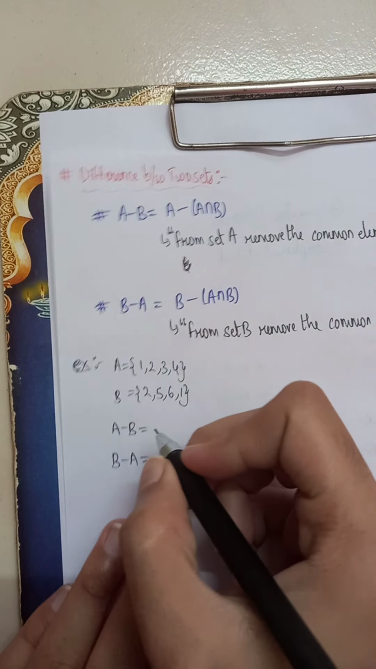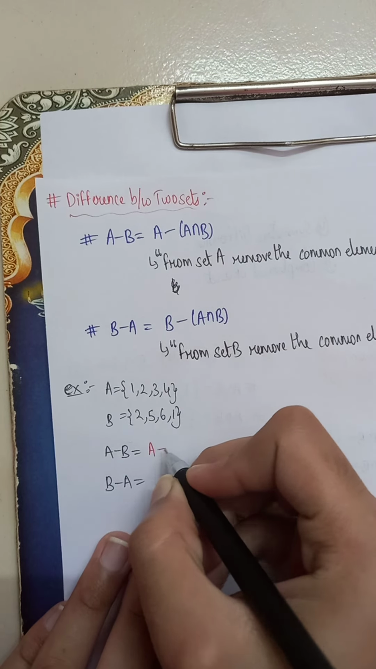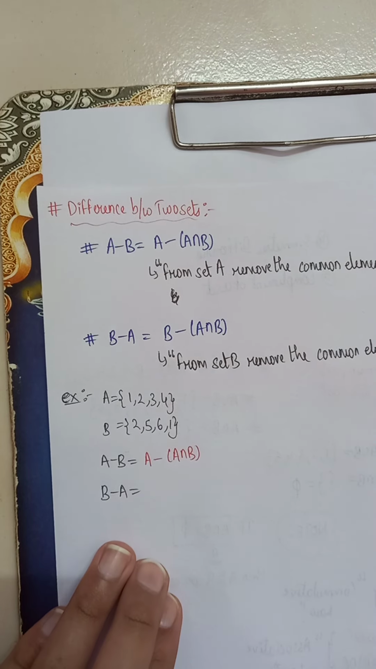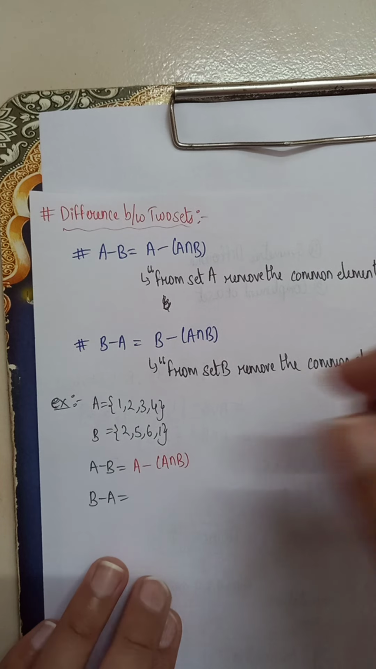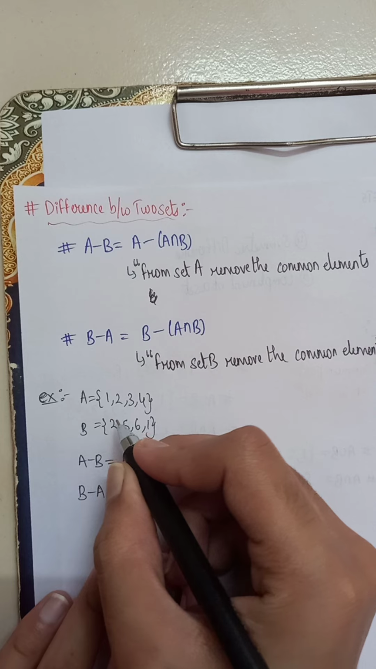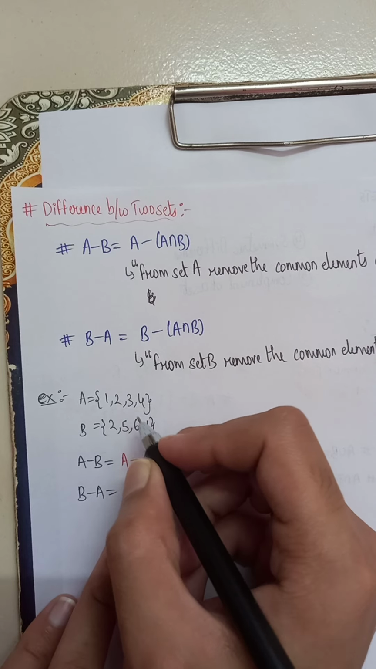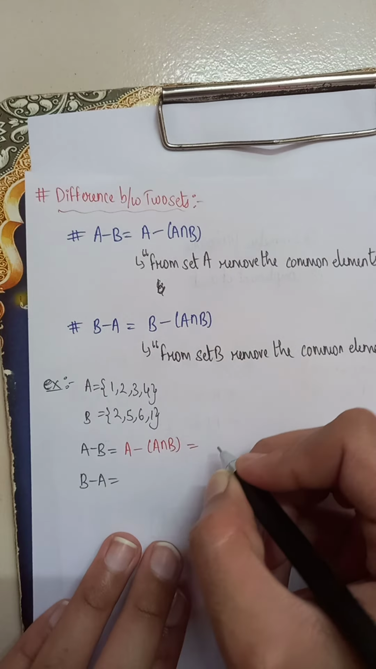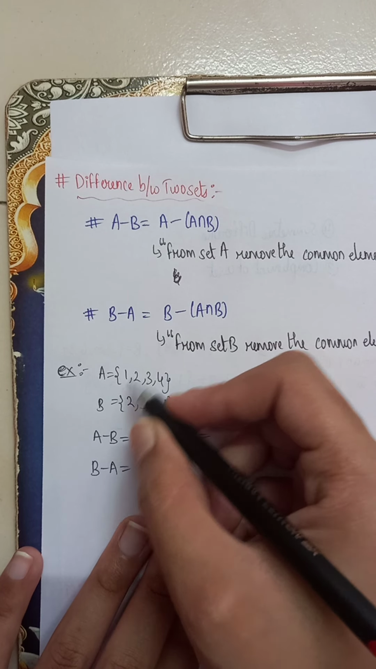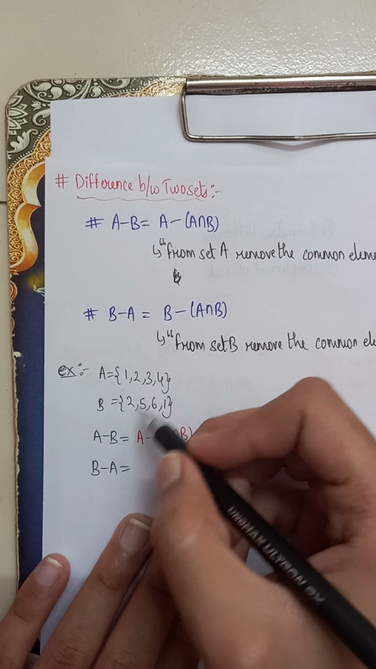So A minus B means A minus A intersection B. You need to remove the common elements of A and B from set A. Okay, so what is set A? 1, 2, 3, 4. From this you need to remove the common elements between A and B. So what are the common elements?